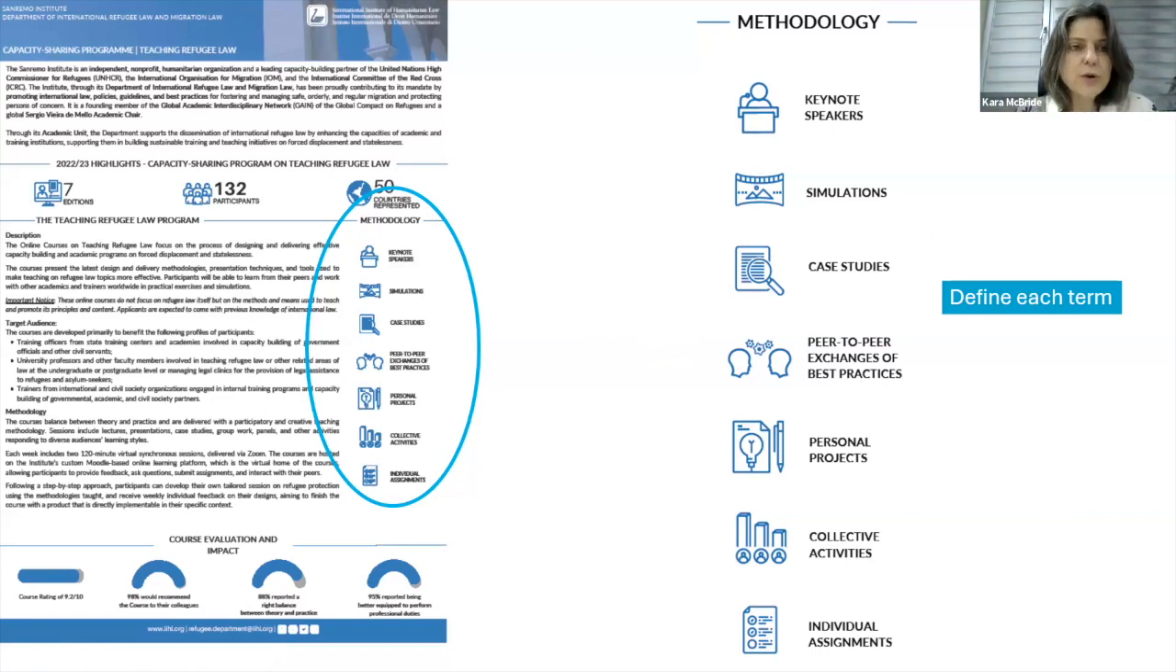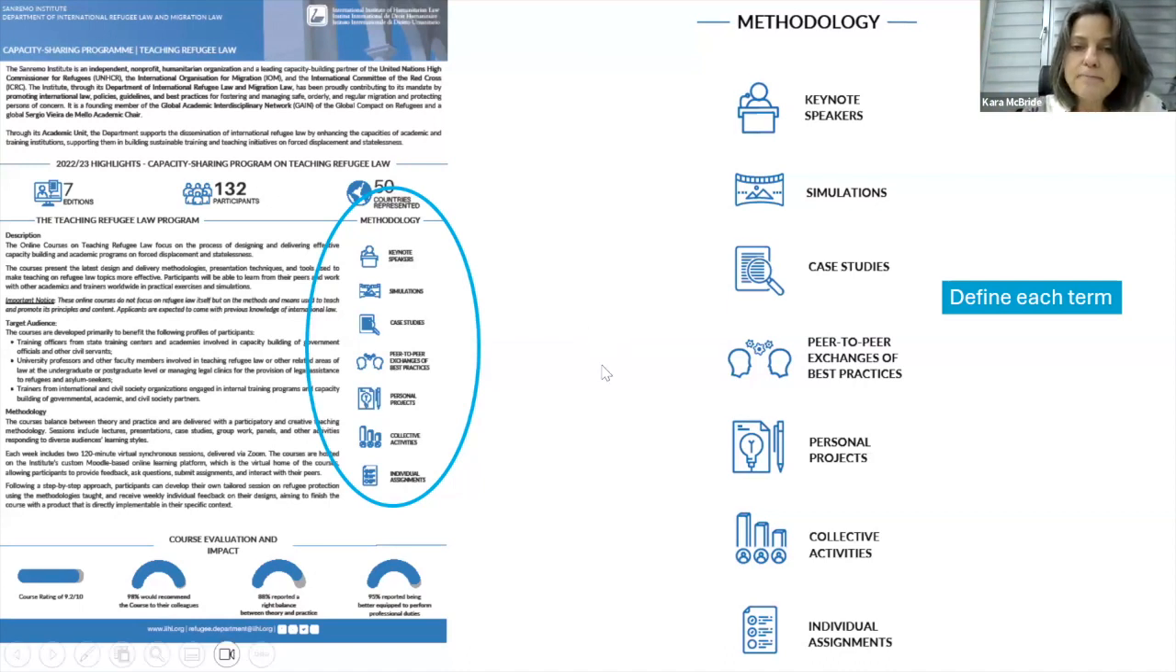Personal projects, so that would be application of you applying to your own needs in a project form. Collective activities, so again, it's kind of interaction. And then also individual assignments, so that you can apply it to your specific context and your needs.